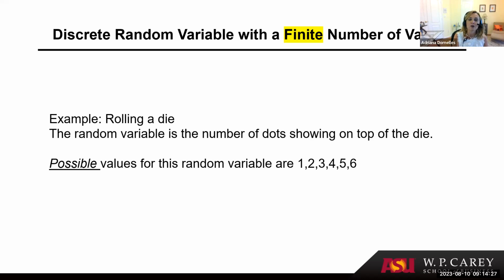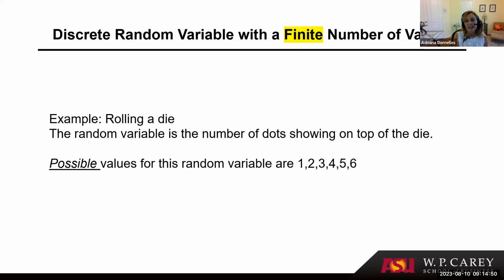For example, rolling a die. The random variable is the number of dots showing on the top of the die. So the possible values for this random variable can only be 6. So that's why it's a finite number of values. It can either be 1 or 2 or 3 or 4 or 5 or 6. Nothing different than those 6 possible values.